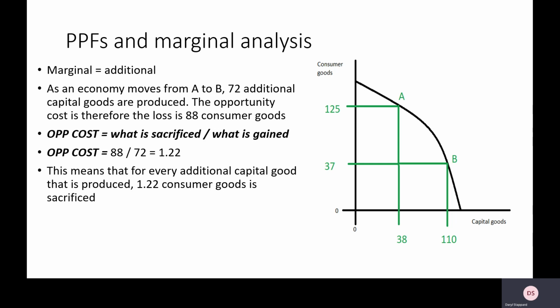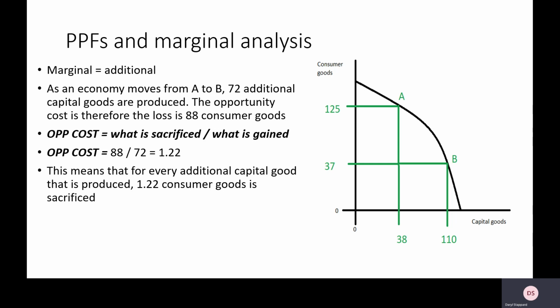So move from A to B, some factors of production, so some land, some labour, some capital and enterprise, will be moved towards capital goods, and we can now produce an additional, so a marginal, 72 capital goods. Now, to produce those extra 72 capital goods, though, we've had to sacrifice the difference from 125 to 37 consumer goods. So when we go from A to B, we gain 72 capital goods, but we've got to sacrifice the production of 88 consumer goods.